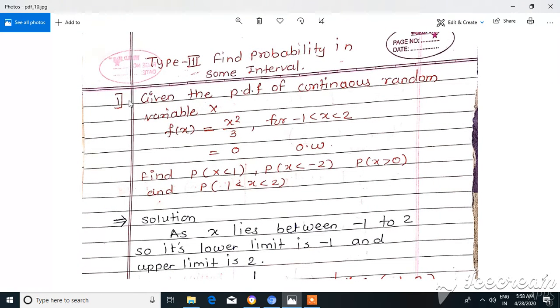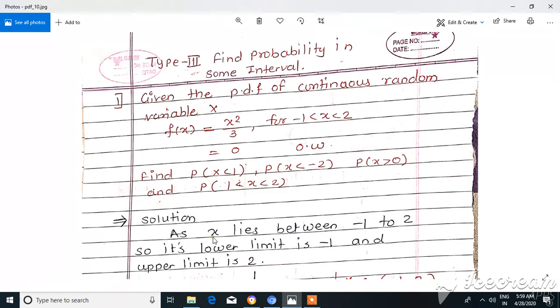Now what they have asked us, the first problem: given the PDF of continuous random variable x, f of x equals x square by 3 for -1 less than x less than 2 and equal to 0 otherwise, we have to find probability of x less than 1, probability of x less than -2, probability of x greater than 0, and probability of 1 less than x less than 2. So 4 probabilities we have to find by using this function.